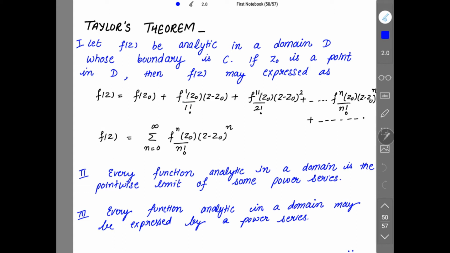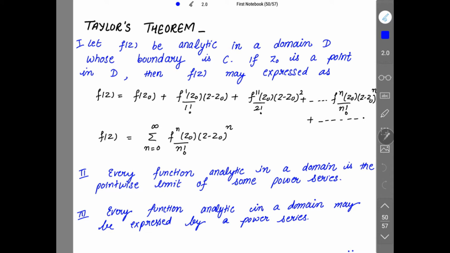Then f''(z0), that is the second derivative of the function at the point z0, over 2 factorial times (z minus z0) whole square, and so on. If I sum up all these infinite terms, I will get the nth term, that is f^n(z0) times (z minus z0) to the power n over n factorial, where f^n(z0) is the nth derivative.